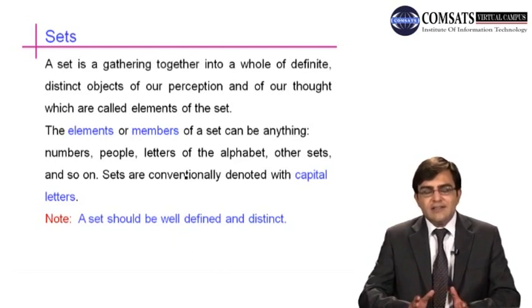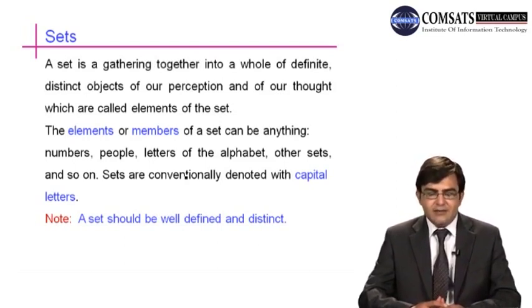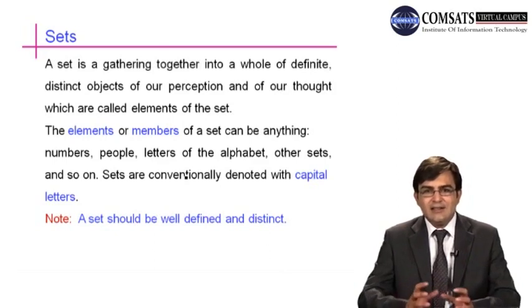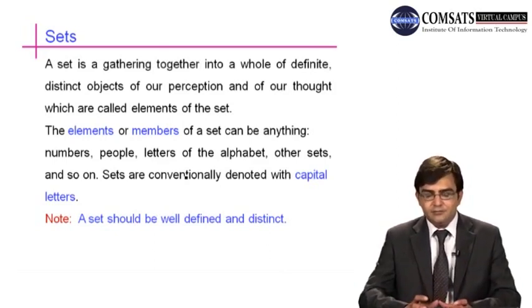The elements of a set are usually called members or elements. Sets can be of anything, for example numbers, people, alphabet letters, and many other things. Sets are conventionally denoted by capital letters. One thing you should remember is that in sets the objects must be distinct. Distinct means they are separated and well defined.